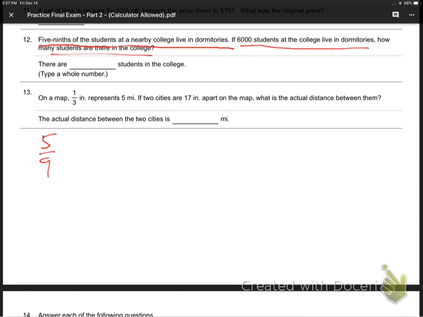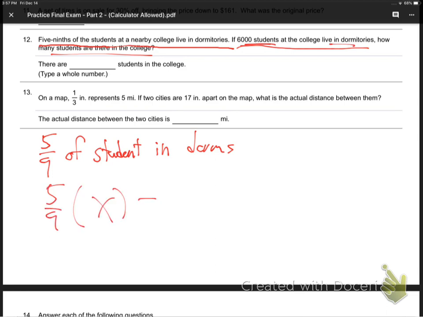So 5/9 of the students are in the dorms. Let me just write out what they're saying there. So 6,000 are in the dorms. So 5/9 times the number of students is the dorm amount, 6,000. Does that make sense? If X is the total students in the college, 5/9 of the total students is equal to the 6,000 in the dorms. So there's our equation. Solve for X.